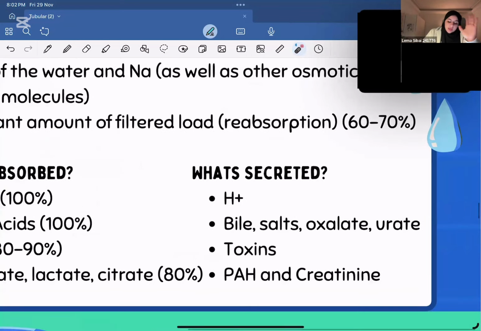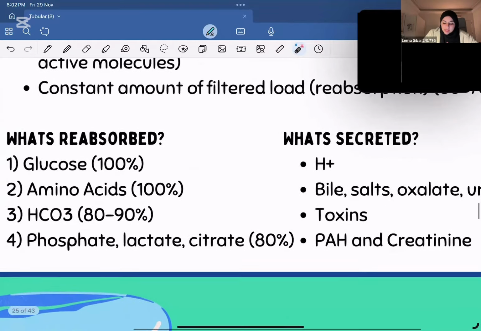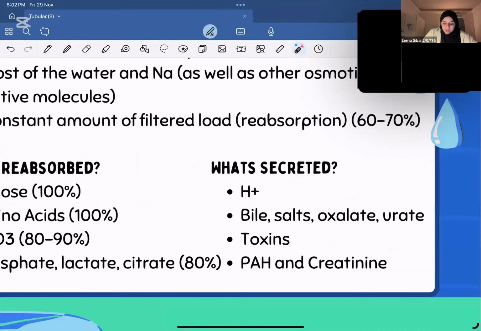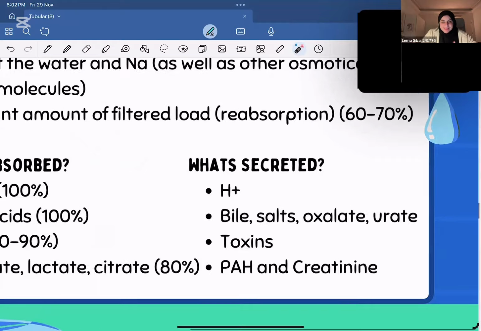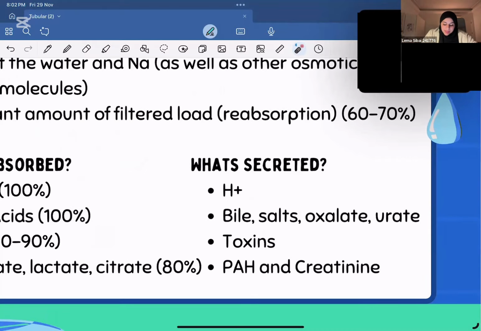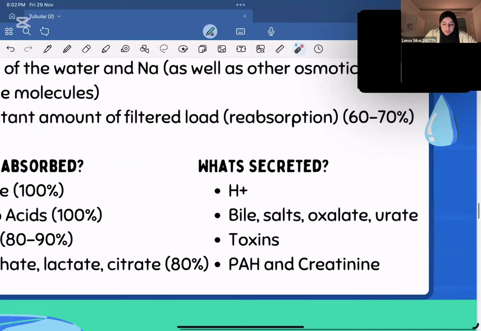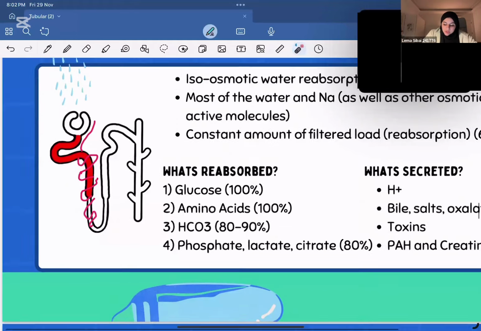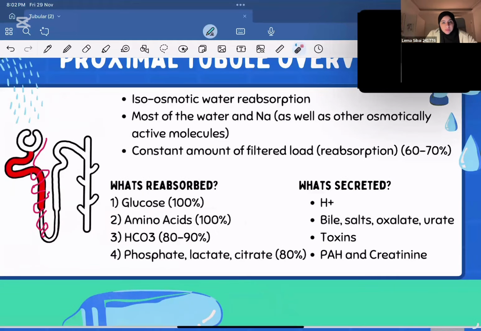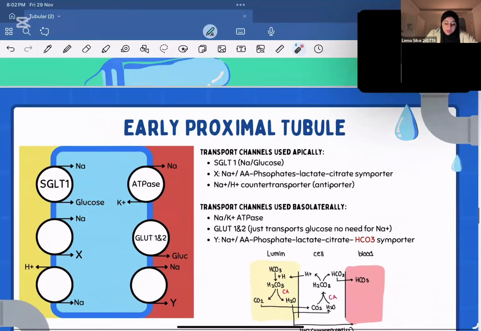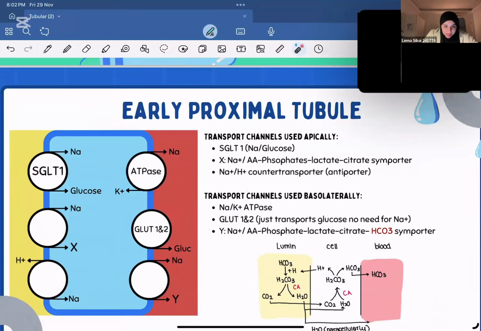Now, what's secreted? Things like toxins, hydrogen and bile salts, and PAH. PAH stands for, I think, para-aminohippurate. PAH and creatinine are both secreted in the proximal tubule, because creatinine doesn't end up getting reabsorbed into the blood, like we talked about before. Okay, now we're going to be talking about this in specific.